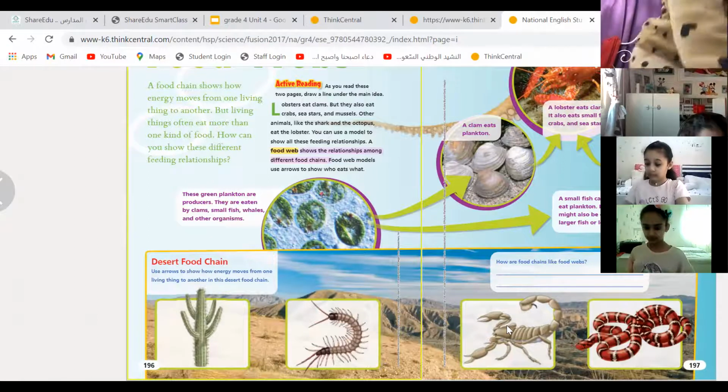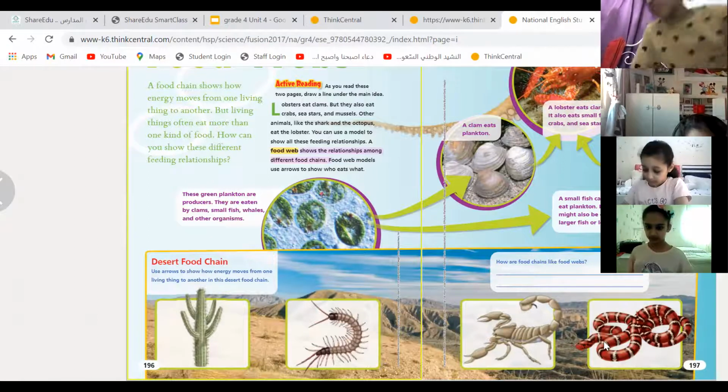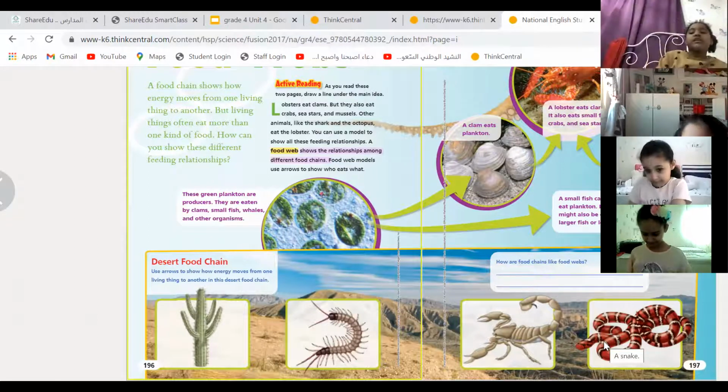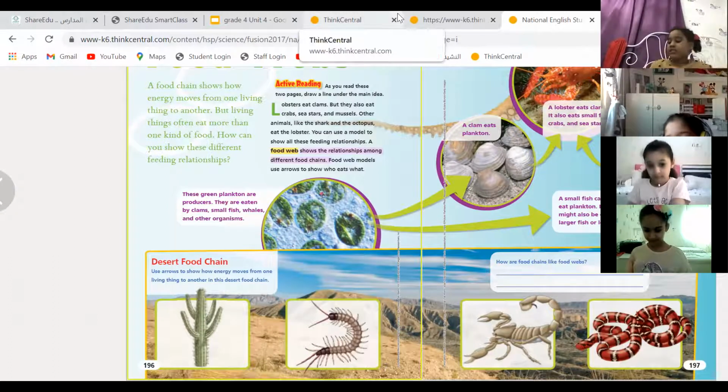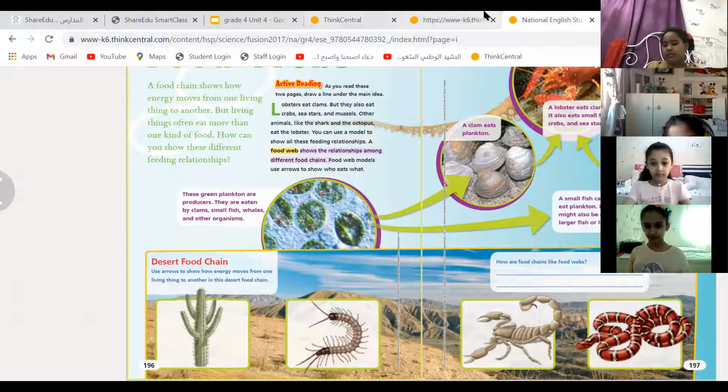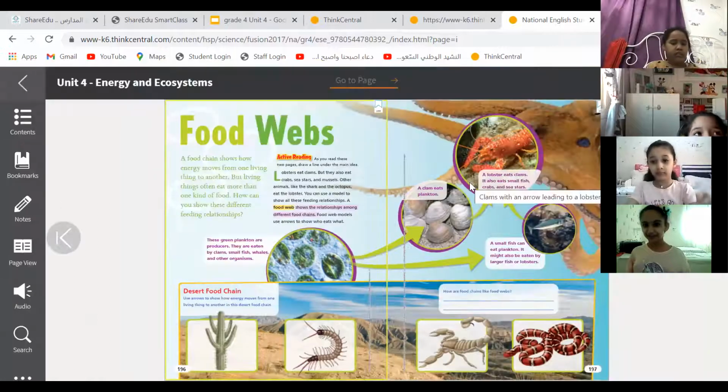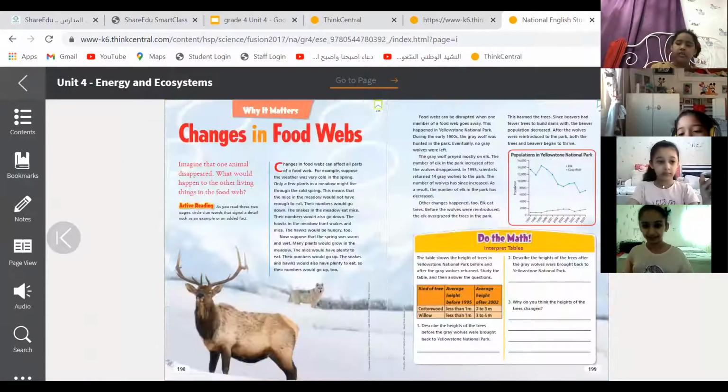Then who will eat the scorpion? Definitely the snake. Excellent. And who will eat the snake? The wolf can eat the snake. After that, who will eat the wolf? The lion. And we're done.